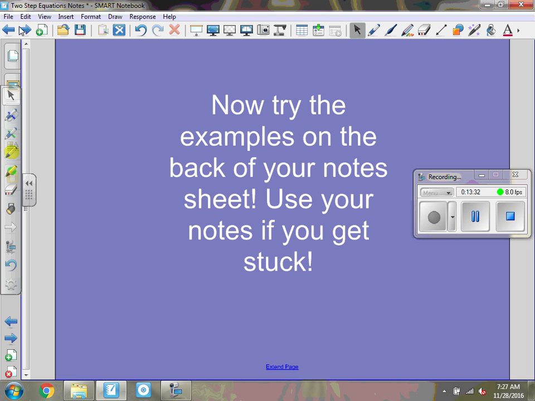On the back of your note sheet, we have some examples that you can go ahead and try using the front as a guide. Make sure you go back to your notes if you get stuck.